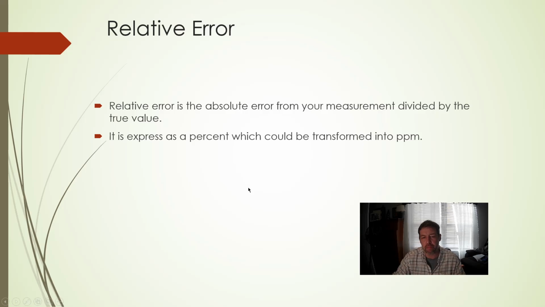Relative error, real simple. It's the absolute error from your measurements divided by the true value. It's expressed as a percent. You can transform that into parts per million. Why is that important? It gives you a percentage, right? So you could have an absolute error of 6. What does that really mean?